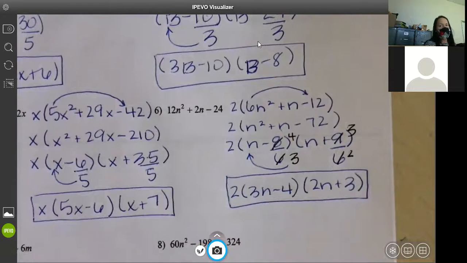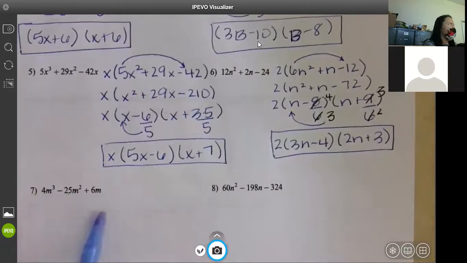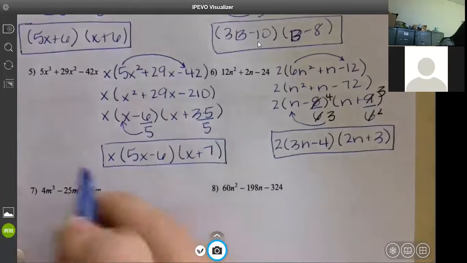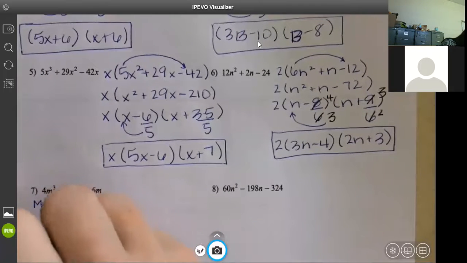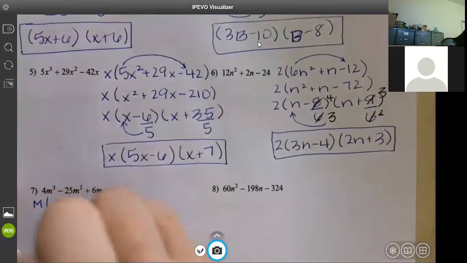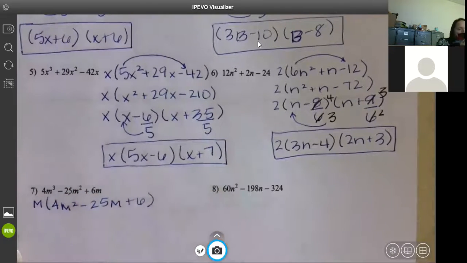Look at number 7. What do they have in common? Yeah, they all have an M. They don't have a number in common because 25 is 5 and 5. There's nothing that's going to simplify that. So we're going to take out an M, and it's going to leave me with 4m squared minus 25m plus 6.